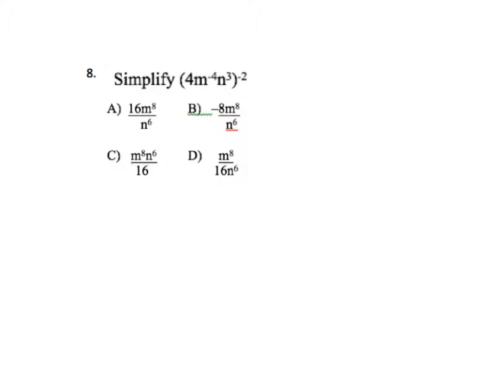Lastly, on problem number 8, we're going to start by using the power rule. So everything's going to get put to the negative 2nd power. So 4 to the negative 2nd power. And then with the power rule, we're multiplying our exponents. So negative 4 times negative 2 becomes a positive 8. And a positive 3 times a negative 2 becomes a negative 6.